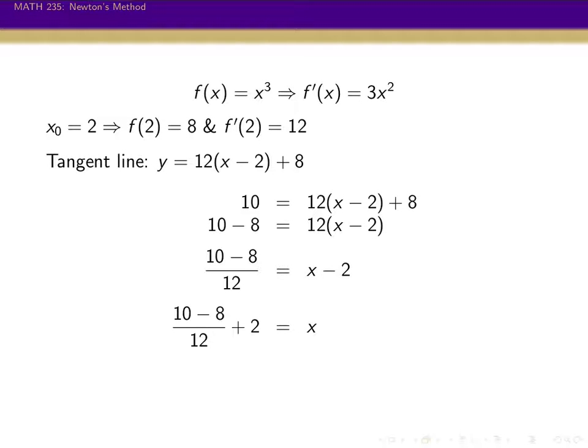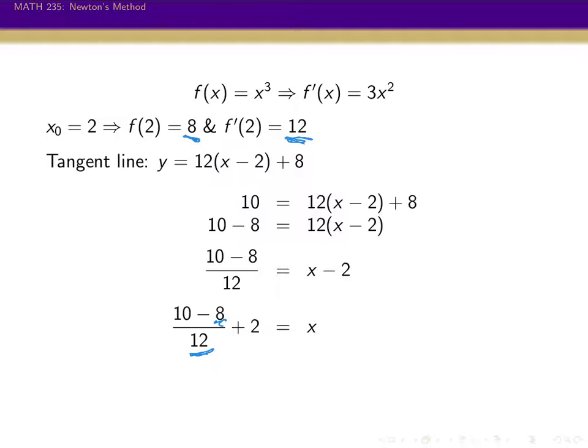Right? And so notice here, 10 is the number we're trying to get. And then this 8 here is coming from the value of the function at 2. We're dividing by 12. This 12 is coming from the slope.